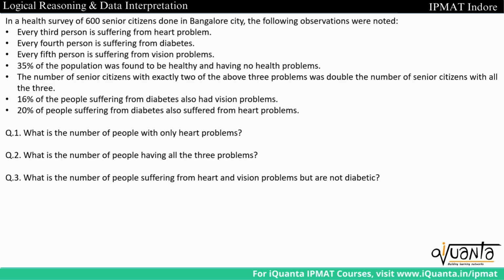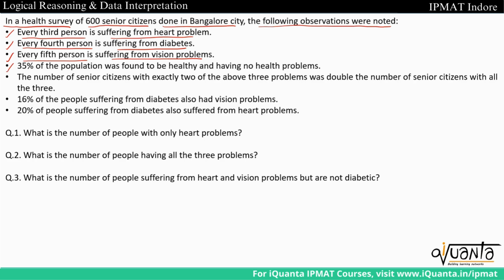The question is, in a health survey of 600 senior citizens done in Bangalore city, the following observations were noted. So the first one is, every third person is suffering from heart problem. Second is, every fourth person is suffering from diabetes. Third one is, every fifth person is suffering from vision problems.